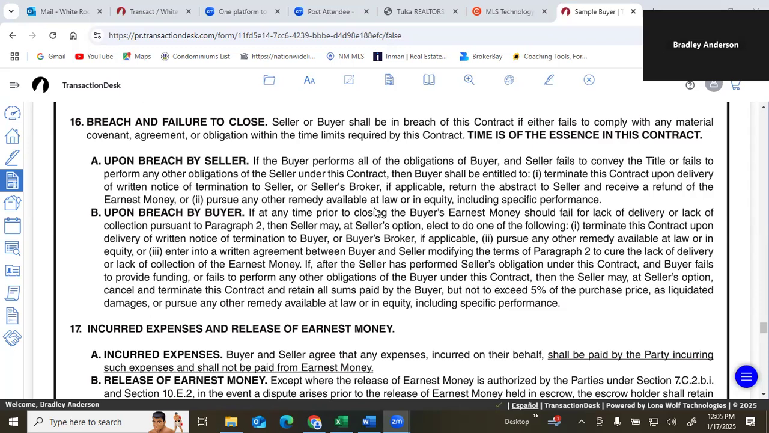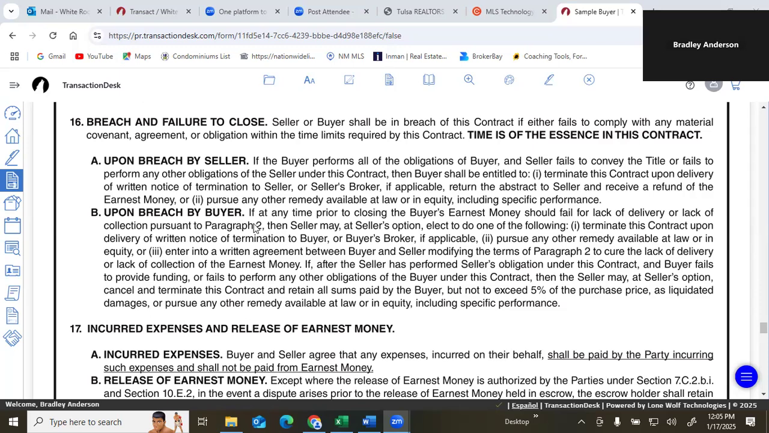Okay. So, if the buyer performs, but the seller can't convey the title because maybe it's hung up in probate or there's a cloud on title that prevents it from being conveyed, the seller's in breach, buyer gets a refund.